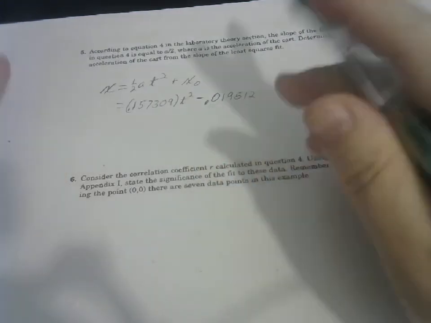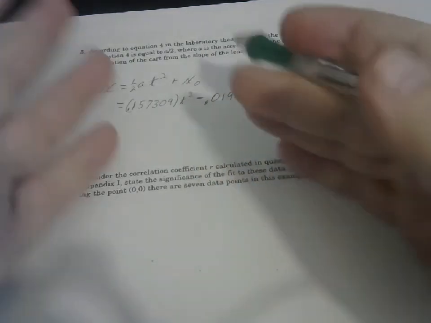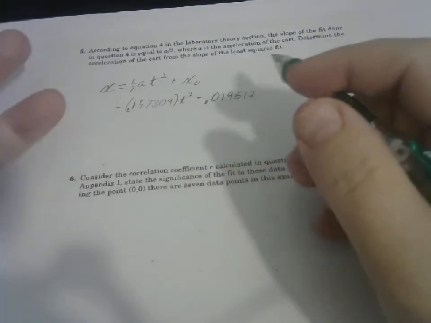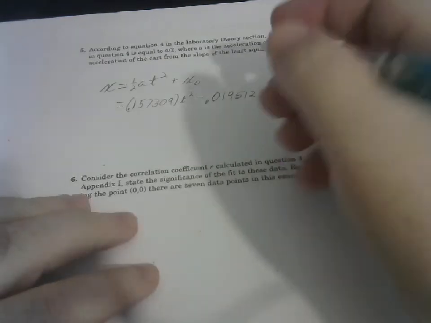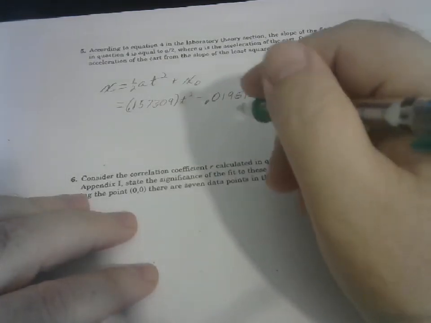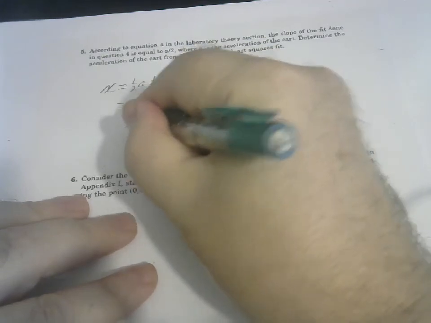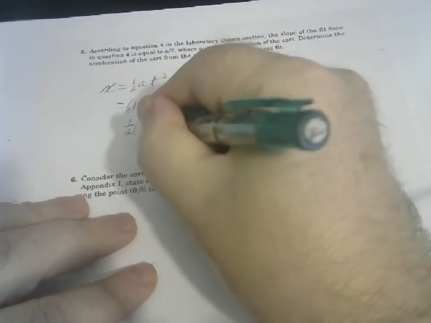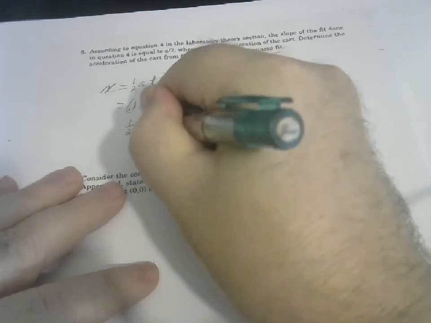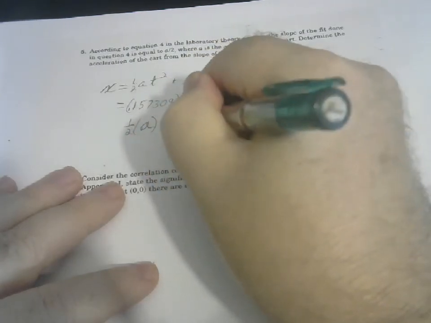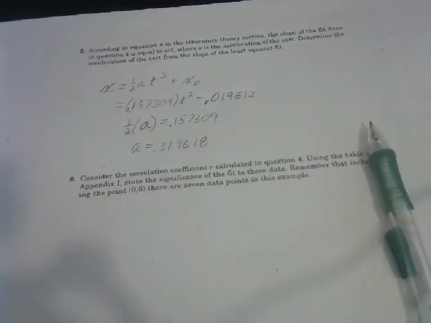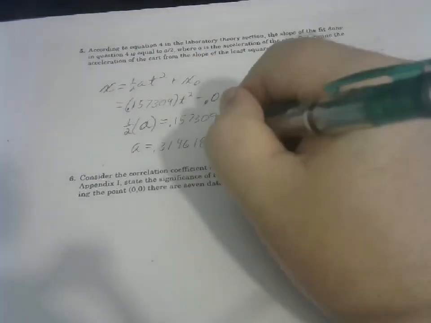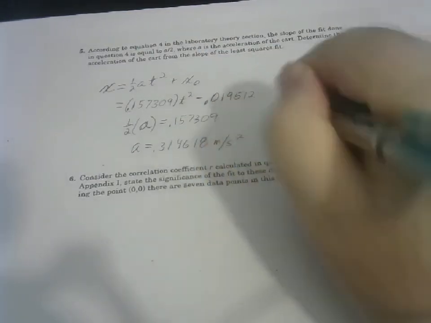We might have had some discrepancy in the measurement devices that would account for a 1.9 centimeter offset of the distance. But in general, we can set this so it's 1/2 times a is equal to 0.157309. So multiplying both sides by 2, we get acceleration of 0.314618 meters per second squared.